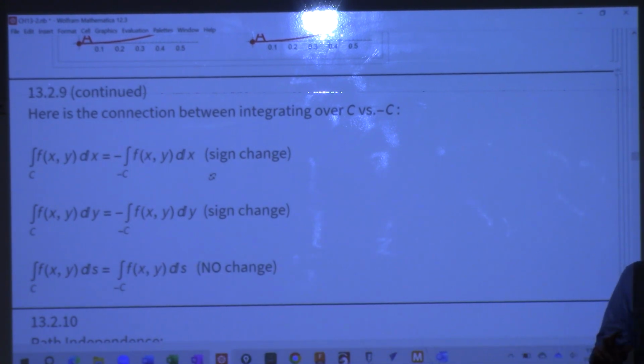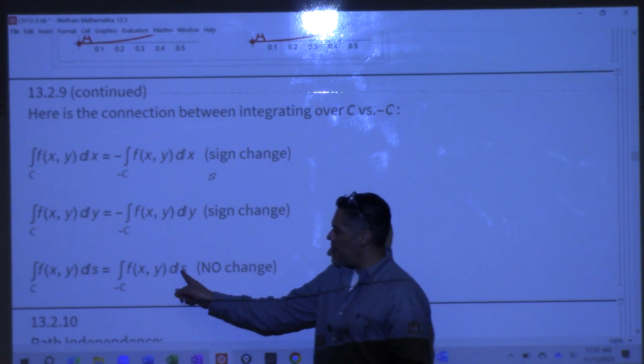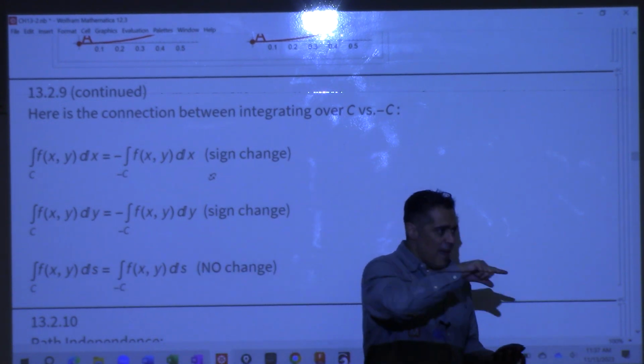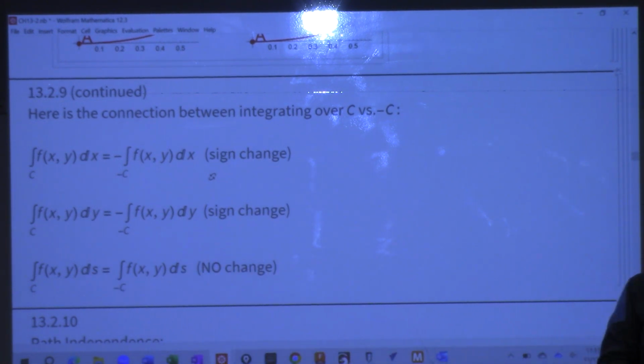The only one that doesn't change is when you do it with respect to arc length. Then, because of the Pythagorean, it doesn't matter. So it's going to be the same answer either way. Okay? You're just going to take that on faith. I tried to geometrically convince you.